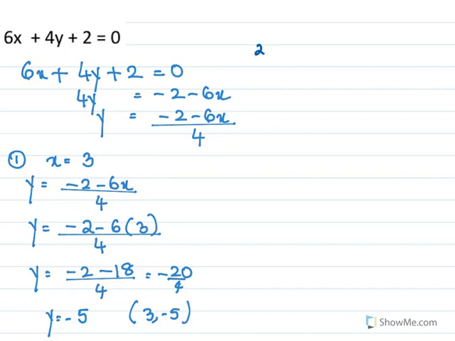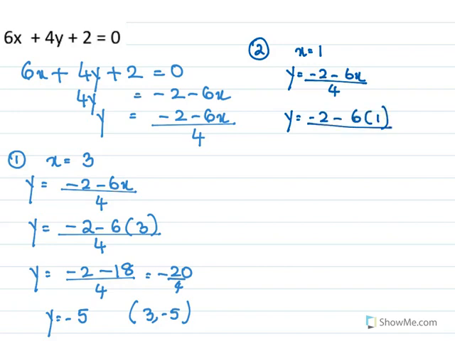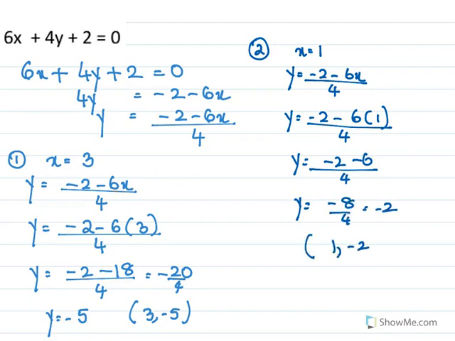We'll take up another point. Second point. Now here we will take x equal to 1. What would happen? You know y is minus 2 minus 6x over 4. So y equal to minus 2 minus 6 into 1, over 4. So y equal to minus 2 minus 6 over 4. So y equal to minus 8 over 4, which is minus 2. So the point here is 1, minus 2.